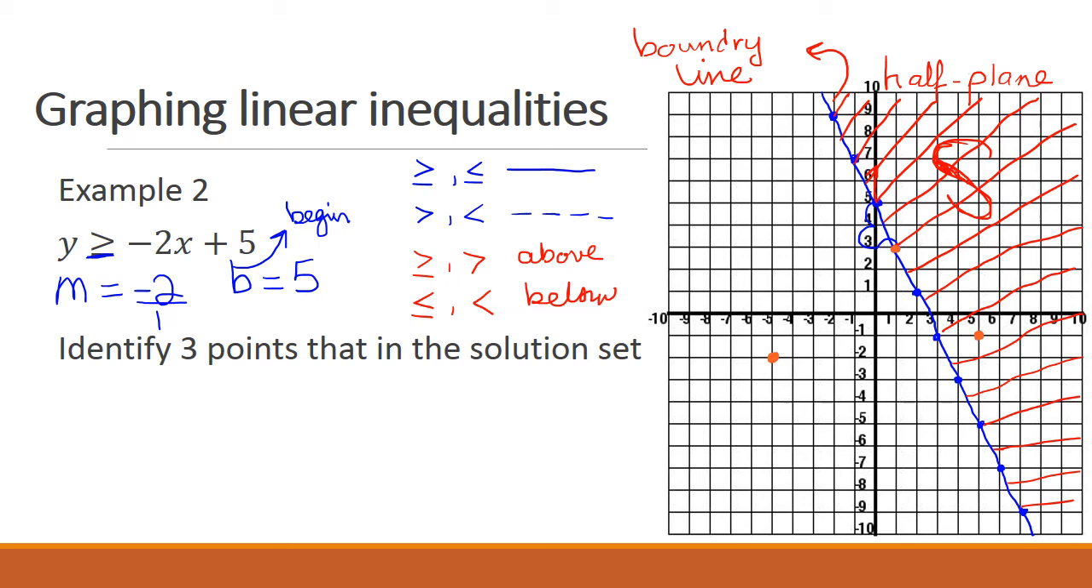Which means it's not a solution. So to write 3 points that are in the solution set, I'm going to put down the points that we had from the previous slide: 1, 3, and 5, negative 1. And then I'm going to choose another point. I'm going to choose this point here in the half plane, which is 6, 3.